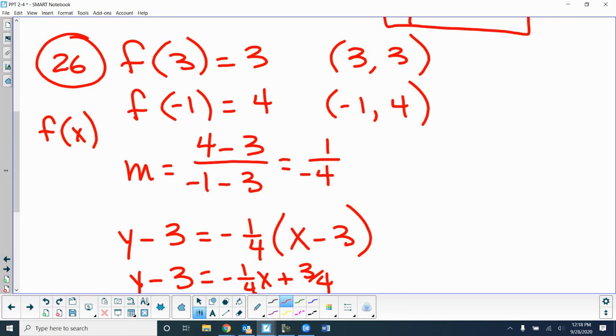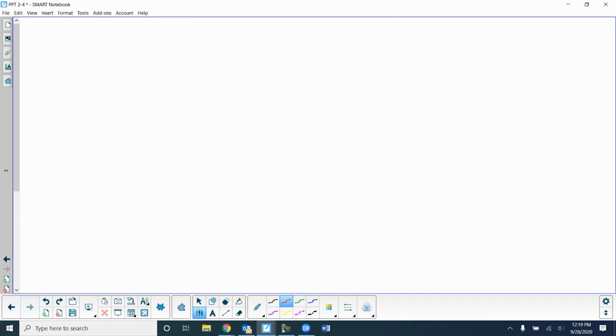No? All right, I'd like all of you to try this problem now. Find the equation of the line that goes through these 2 points. I'll come around and check.